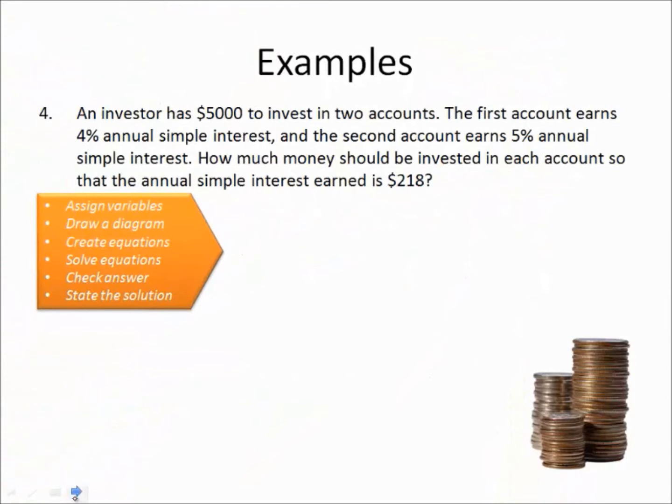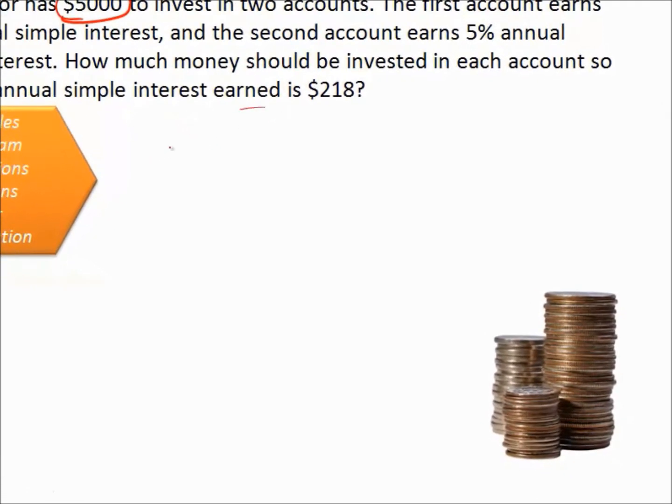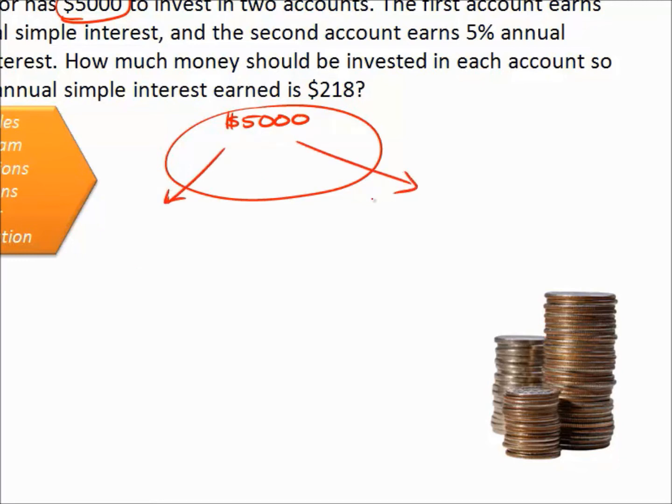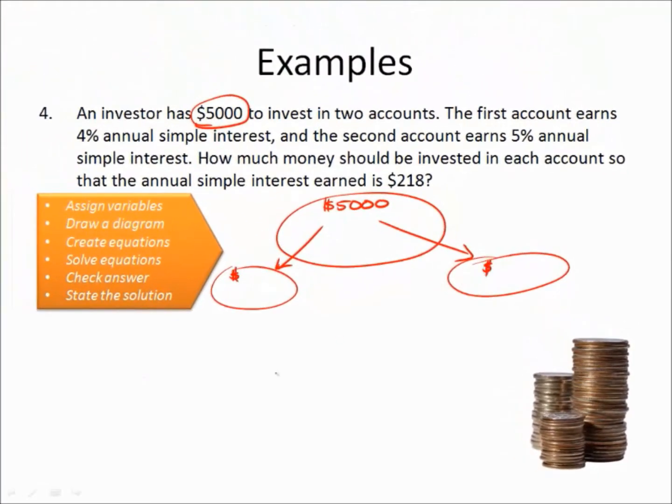Let's take a look at this investment problem. Here we have a total amount of money to invest in two different accounts. So we have $5,000 to invest in two different accounts. Let's draw a picture here. So $5,000 total, and that can be invested in two accounts. So we got some here and some here. So let's have the dollars here and the dollars here.